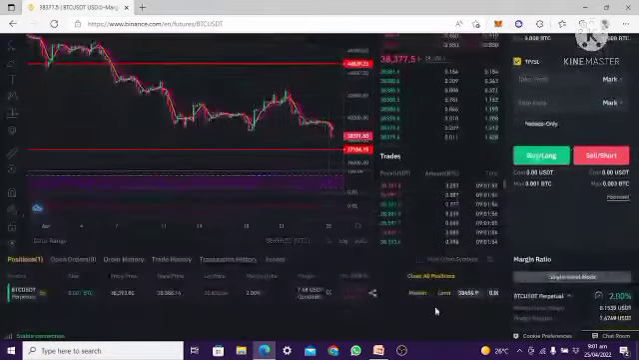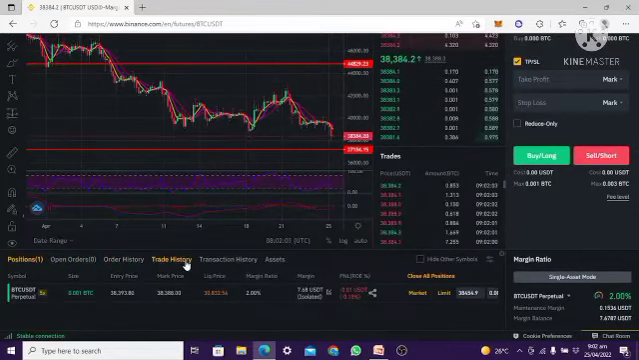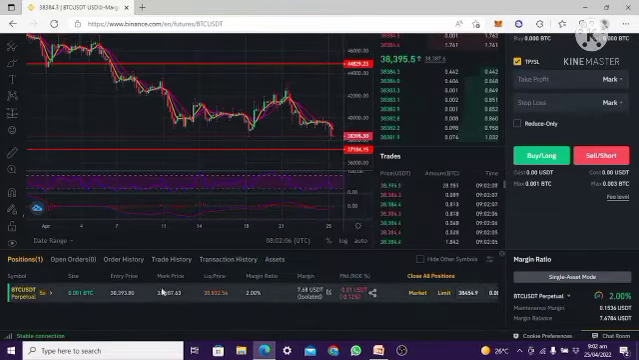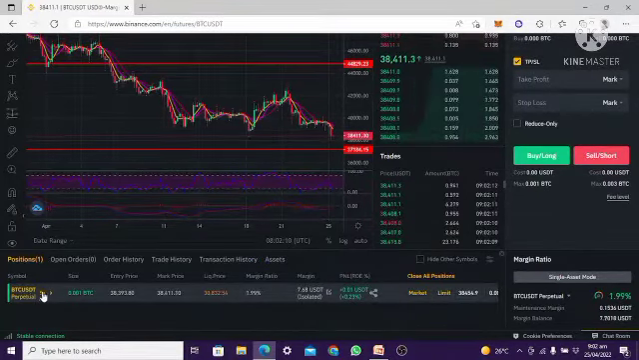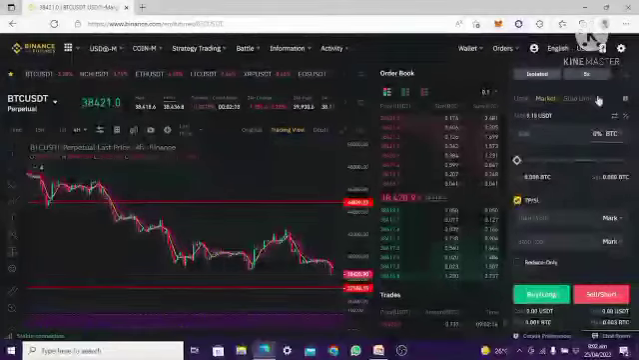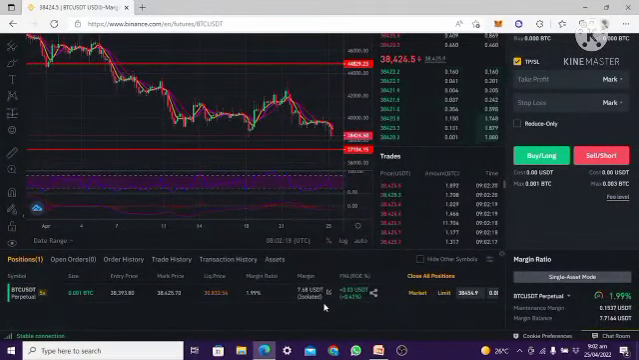Let me show you something. If you come to this position, we have the open order, the order history, trade history, and transaction history. If you look at position now, I'm in position times 5 leverage. That is what you need to pay attention to, your leverage, which is 5. But I advise the minimum should be 10.